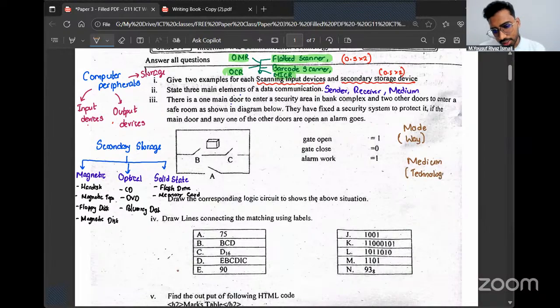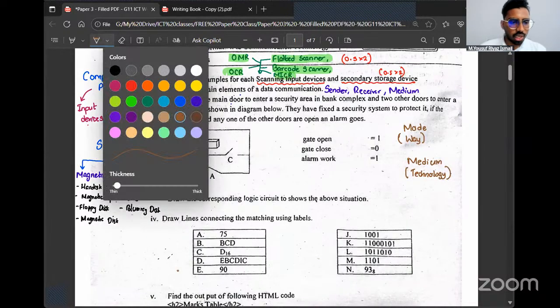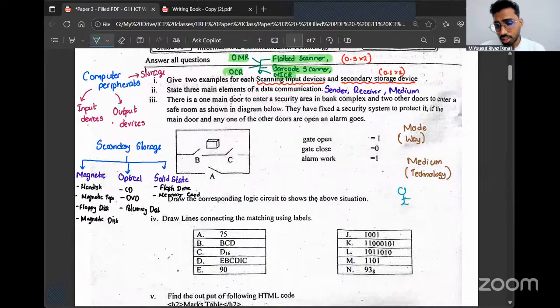Which means something like this. If I ask you how you can go to your school from your home, the different mediums you have are: you can go in the bus, you can go in the car, you can go walking. These are the different mediums you have to go to school.